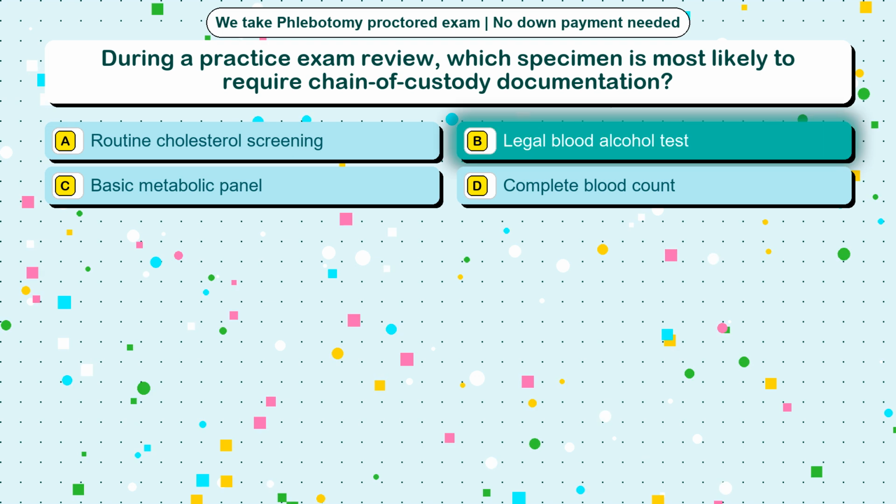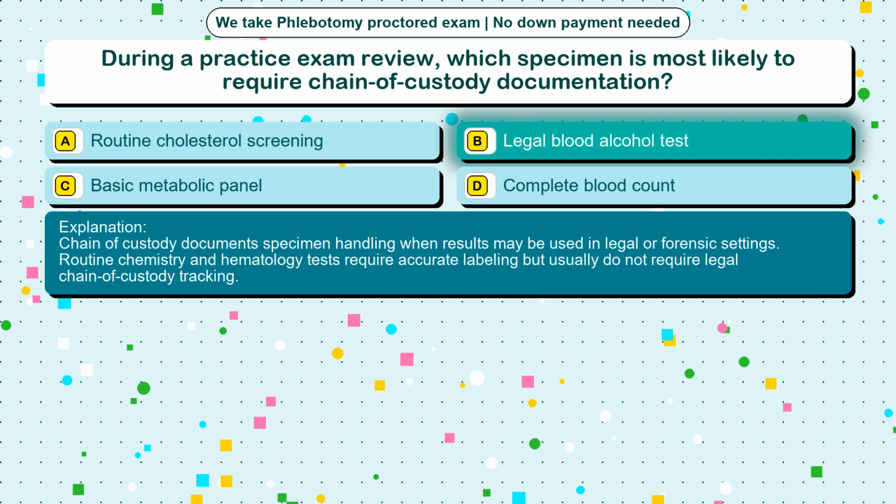The correct answer is option B, legal blood alcohol test. Chain of custody documents specimen handling when results may be used in legal or forensic settings. Routine chemistry and hematology tests require accurate labeling but usually do not require legal chain of custody tracking.